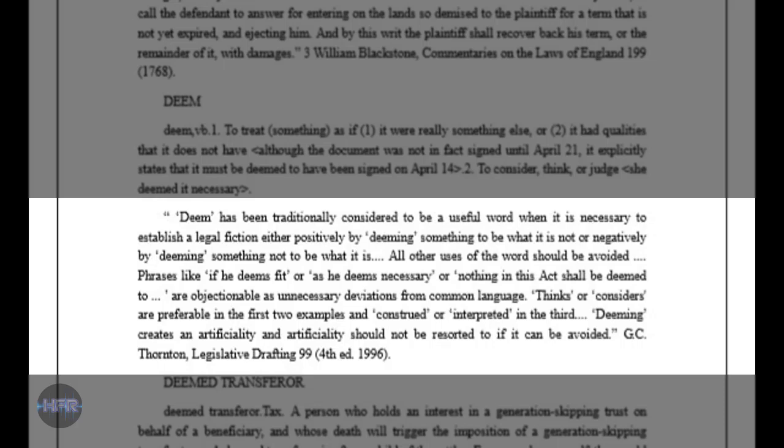Phrases like, 'if he deems fit,' or 'as he deems necessary,' or 'nothing in this act shall be deemed to,' are objectionable as unnecessary deviations from common language. 'Thinks' or 'considers' are preferable in the first two examples, and 'construed' or 'interpreted' in the third. Deeming creates an artificiality, and artificiality should not be resorted to if it can be avoided." And that is G.C. Thornton, Legislative Drafting, Volume 99, 4th edition, 1996. And you can see what I'm saying. But yet, here we have an example of them using this word deem.